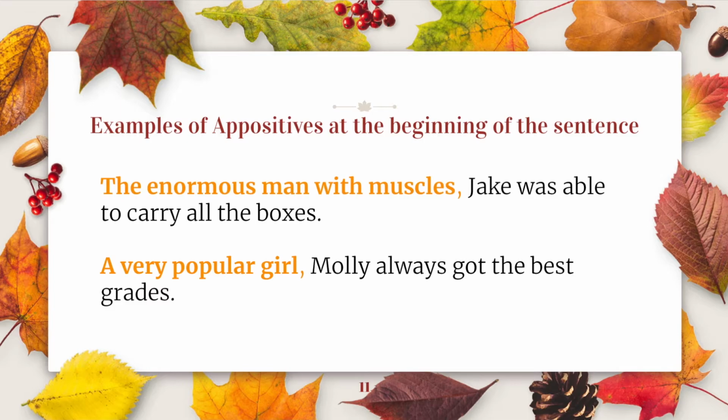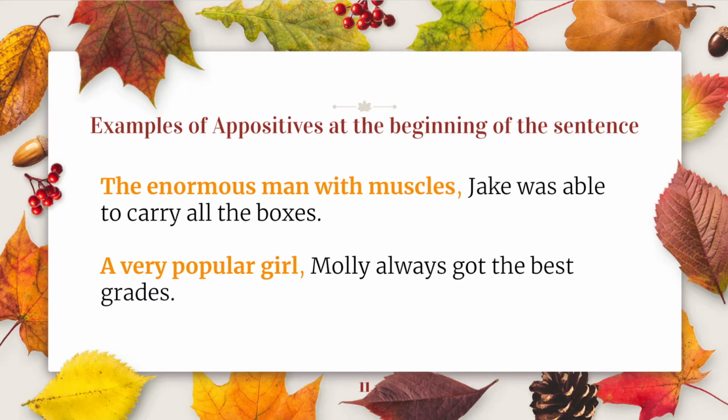At the beginning of this presentation, I mentioned how appositives can be at the beginning of the sentence, in the middle of the sentence, and at the end. Here, we're going to take a look at some examples of appositives at the beginning of the sentence. Example 1. The enormous man with muscles, Jake, was able to carry all the boxes. The enormous man with muscles is our appositive phrase.